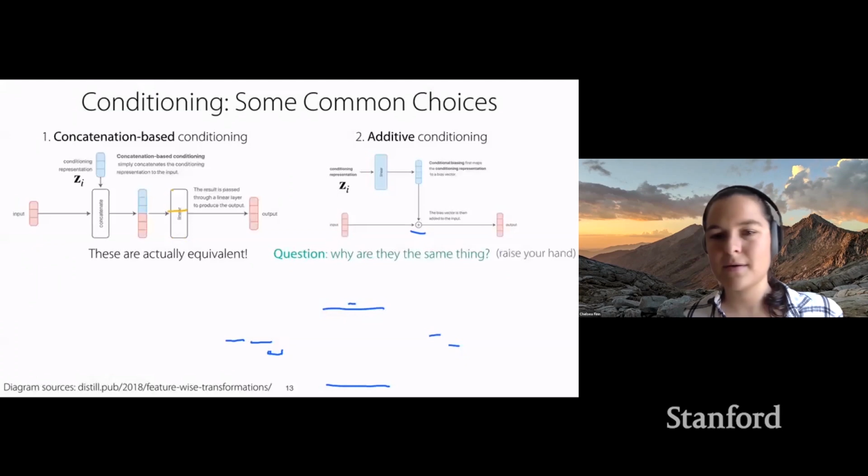So here we are saying this is equivalent, but in the second we don't have a linear layer after the input. If you don't have a linear layer, then they're not quite equivalent.